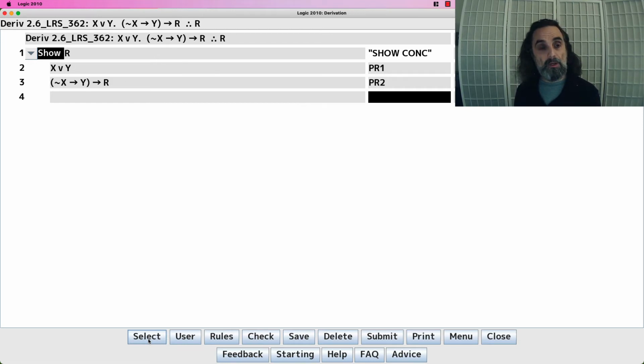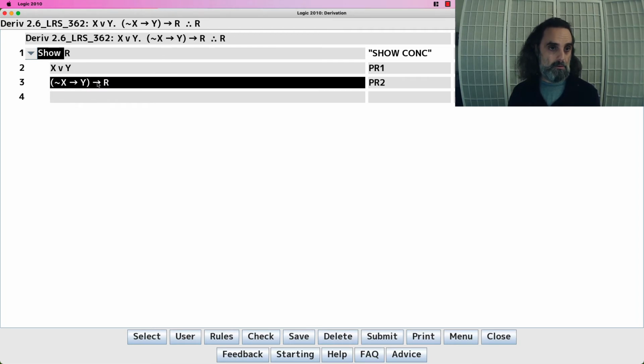We look at line 3, we see that this is a conditional. This is the main operator. So that's the consequent and that's the antecedent. Well, if we could get the antecedent, we could do MP giving us R, which would be nice because then we could box and cancel with direct derivation because that's the conclusion. So one thing we might try, but we can't yet do MP because we don't have if not x, then y.